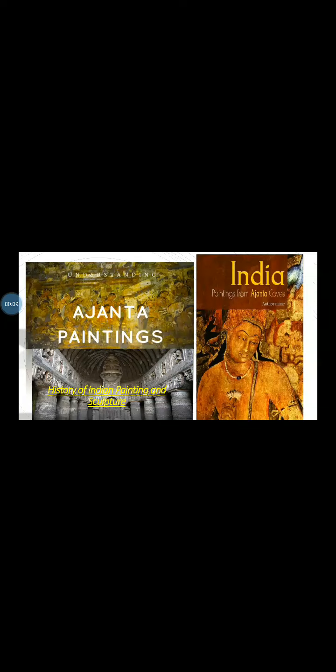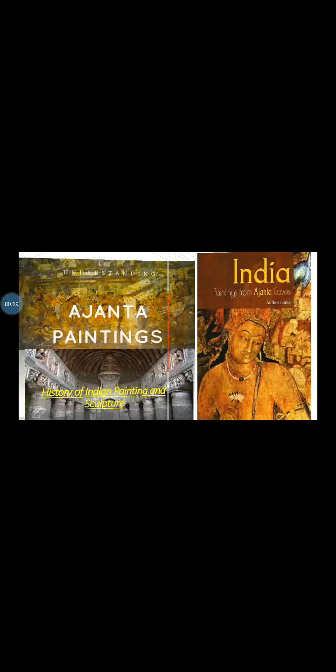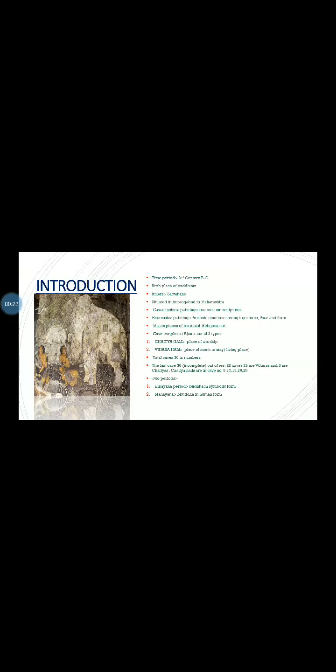Today we will study the Ajanta paintings, in which you have the history of Indian painting and sculptures. First we will start with the introduction: the Ajanta time period is the 2nd century BC, and the Ajanta paintings belong to Buddhism, the birthplace of Buddhism. The rulers were the Satvahans, and it is situated in Aurangabad in Maharashtra.